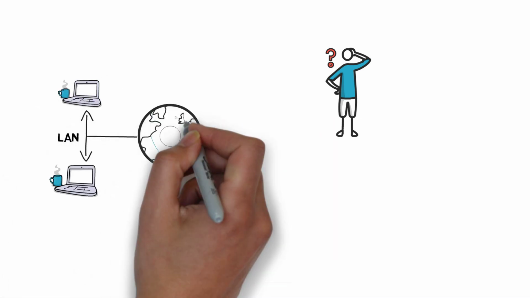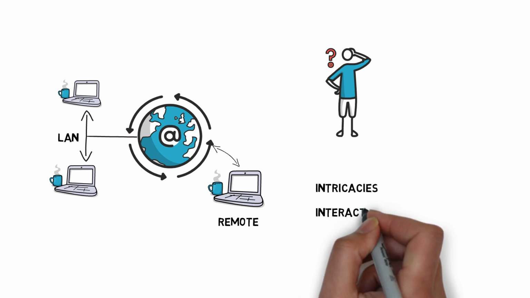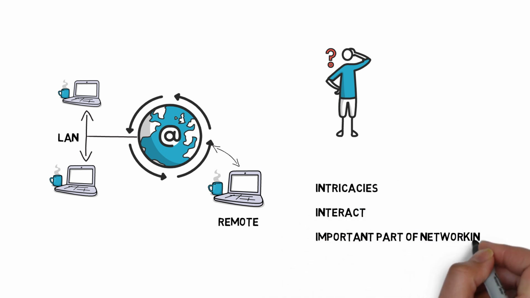Have you ever wondered how your computers talk to other computers on your local area network or to the remote computers over the internet? Well, understanding the intricacies of how computers interact is an important part of networking. So in this video, we will make an attempt to discuss the concept of communication from the very basic fundamental level that needs to be understood by everybody.